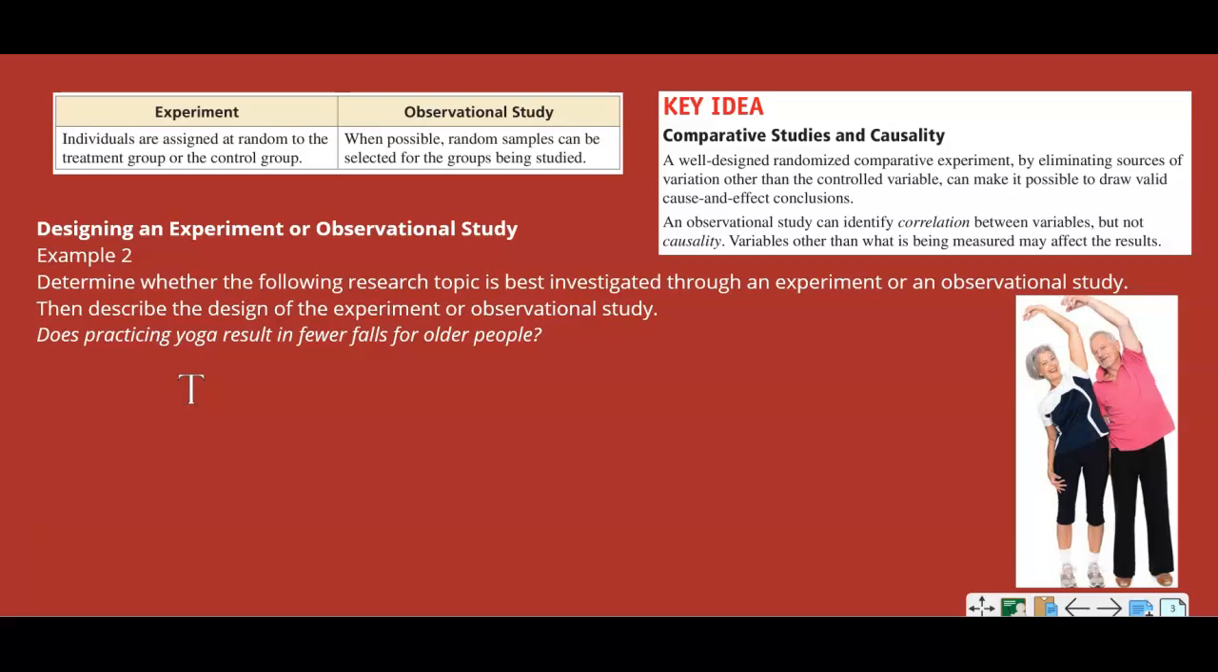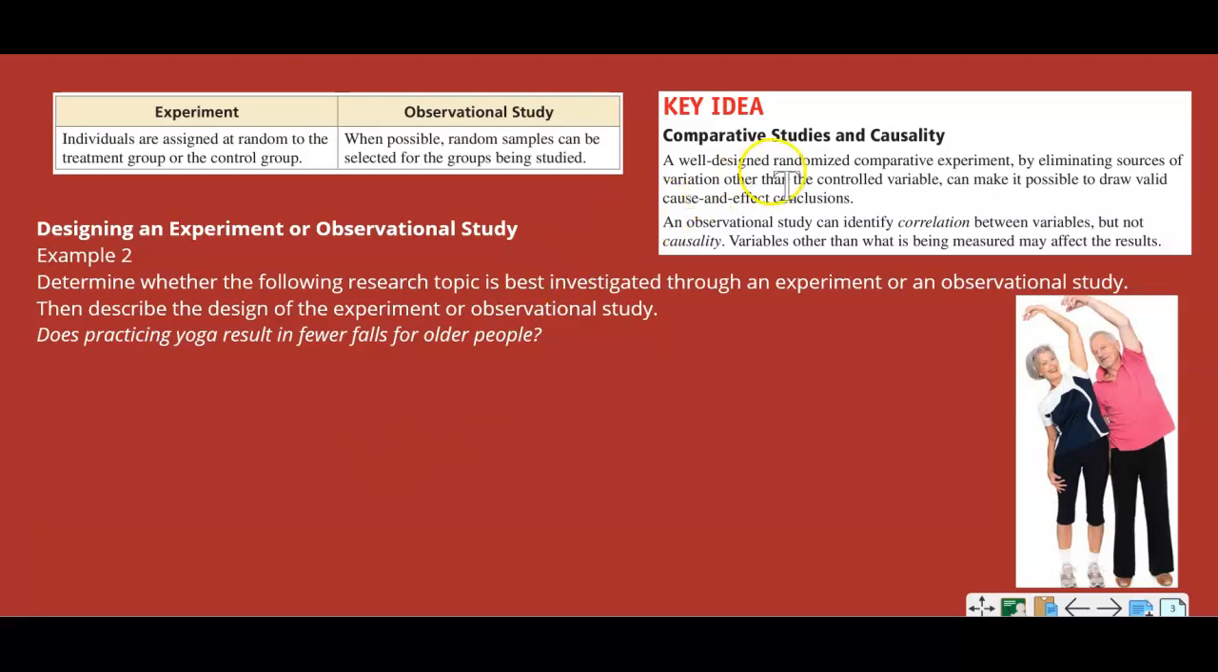So that means you would be able to identify a correlation between yoga and people having fewer falls, but you can't really determine if it causes it or not. So the cause and effect part of it you would not be able to determine.